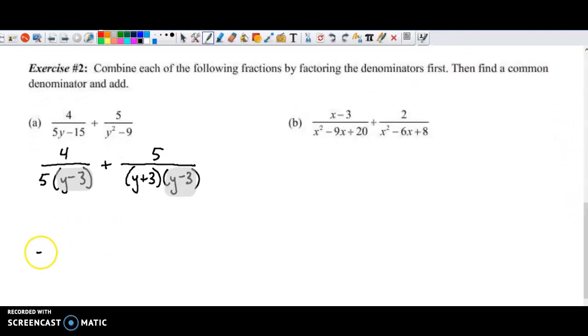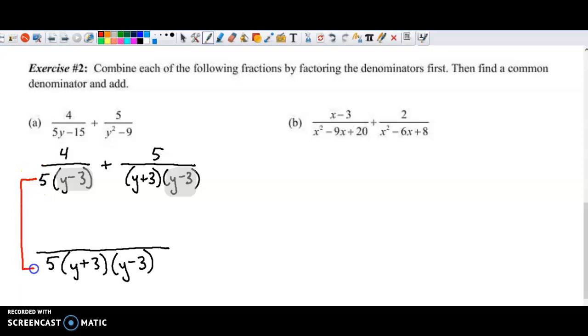So what the common denominator will be is all of these pieces: 5, y plus 3, and then y minus 3. And that's it. You don't want to write y minus 3 twice, otherwise you'll be creating more work for yourself. So as I look from this denominator to the bottom one here, I have a 5, and I have the y minus 3. It's missing y plus 3. So I need to multiply that denominator by y plus 3, which is only acceptable if I also multiply the numerator by y plus 3. And as I distribute that forward to the problem, I get 4y plus 12.